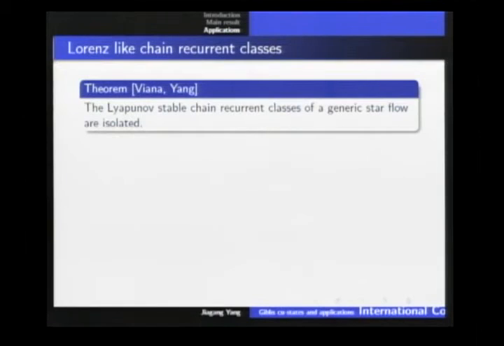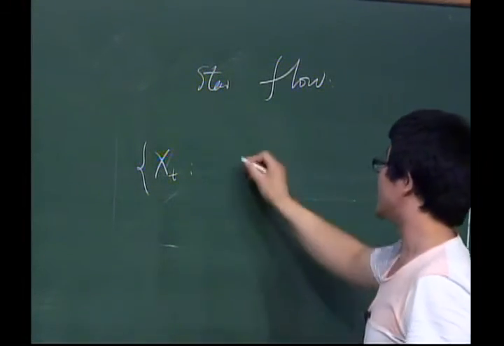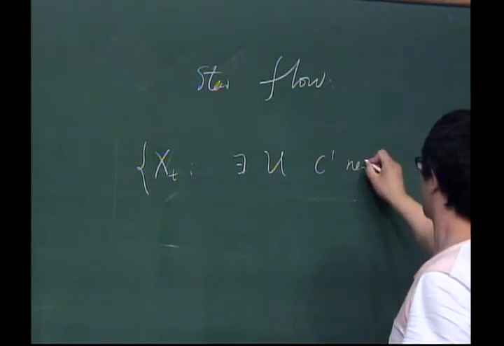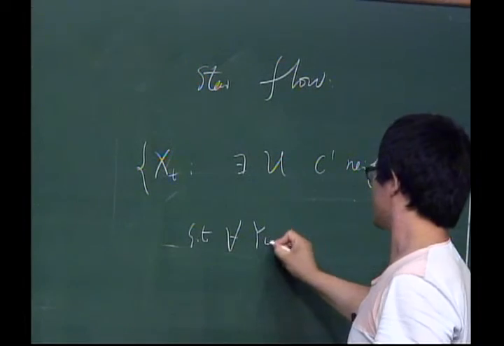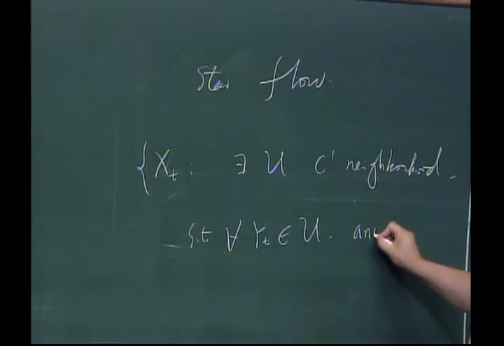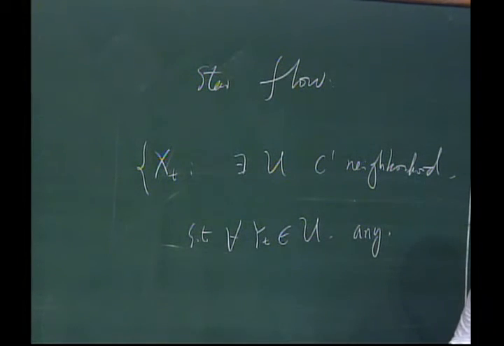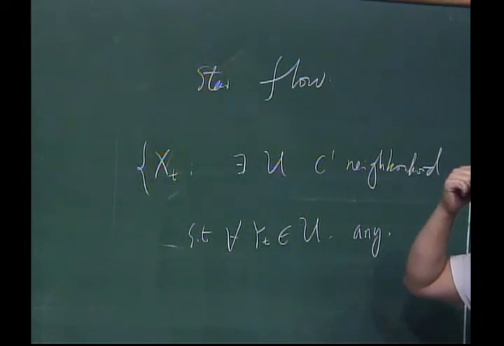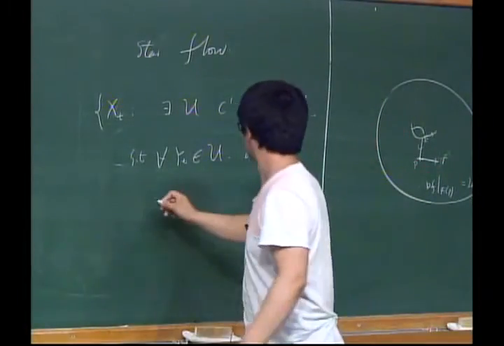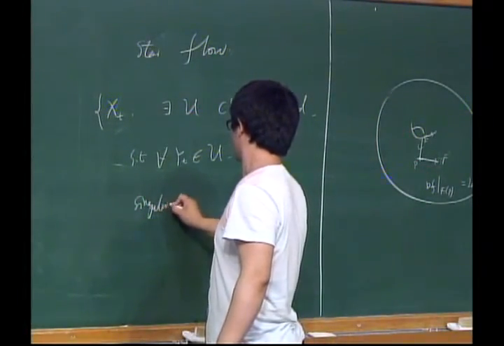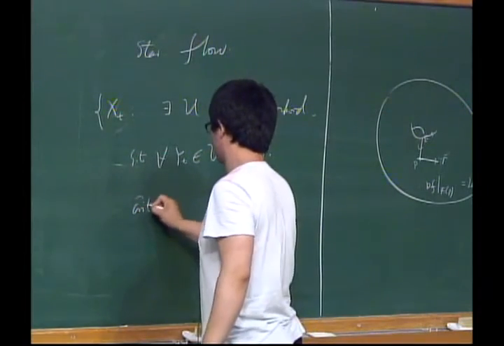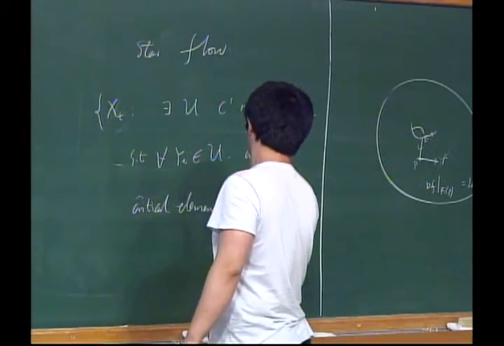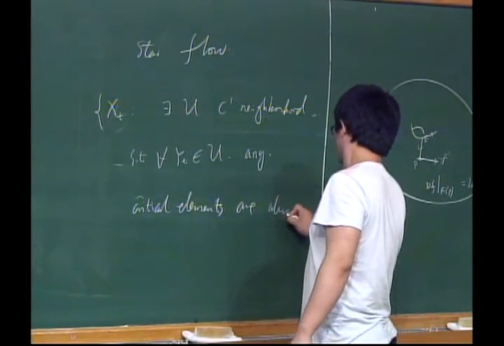The star flow is a flow such that there exists an open neighborhood where any flow in this neighborhood has any singularity or periodic points always hyperbolic. Now, every critical element, called critical elements, is always hyperbolic.